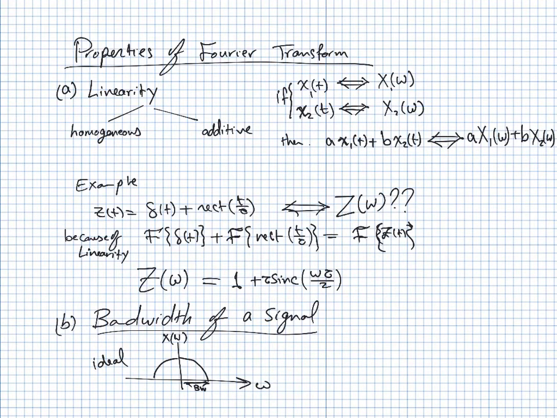Typically, or practically, signals in frequency domain will not finish. So your practical X of omega will look something like this, for example, okay? It will never finish. It will just finish at infinity. So to get the bandwidth for this signal, there are several definitions, okay?